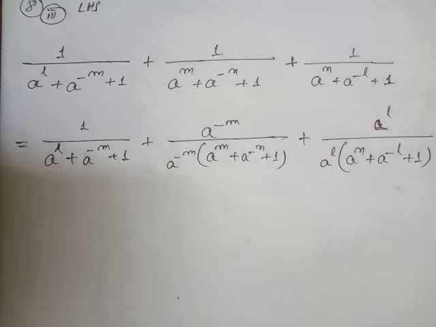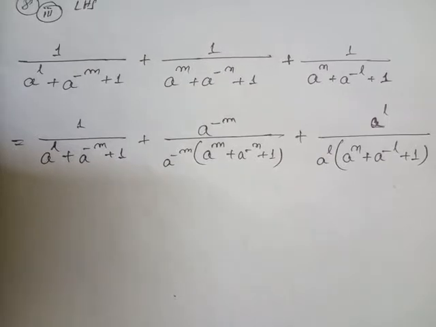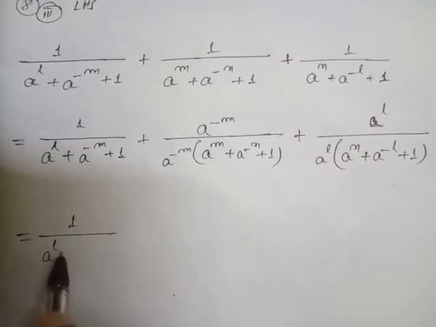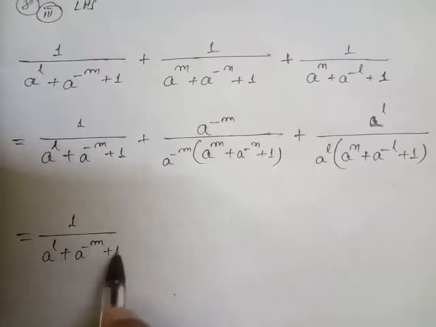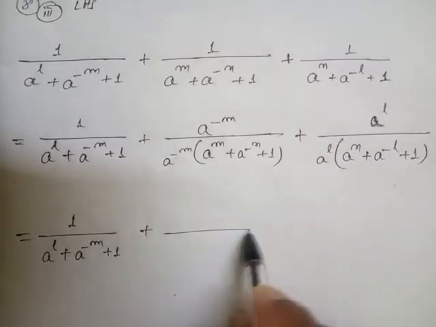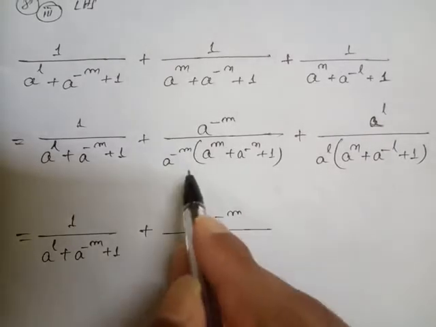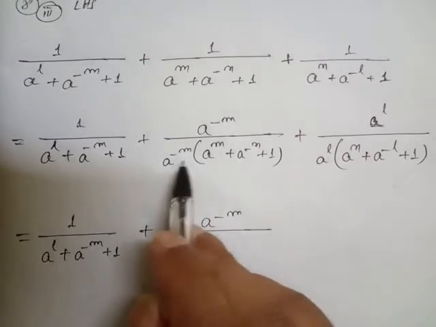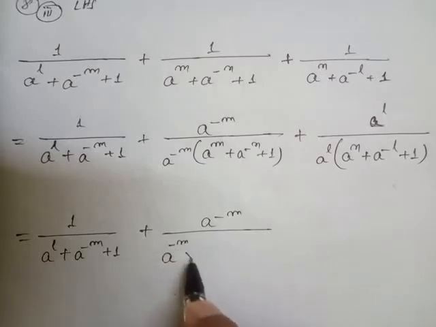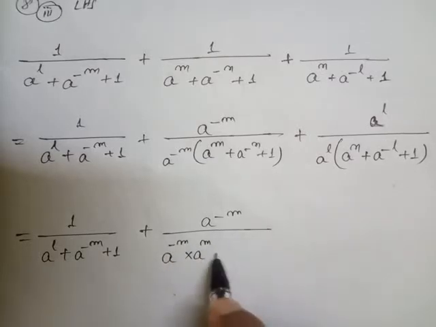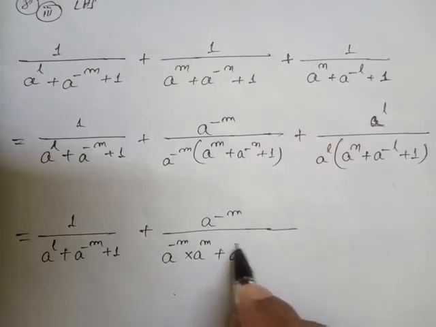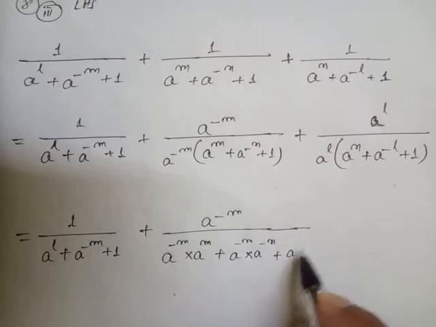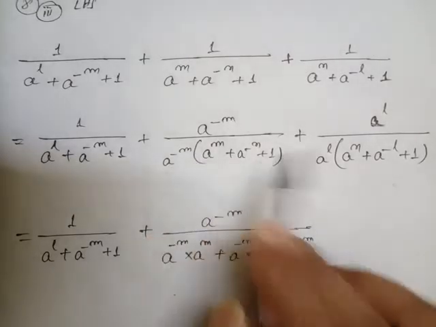Now look, after that we'll go for the multiplication. Now 1 by, this will remain the same, a to the power l plus a to the power minus m plus 1 will remain the same, and after that a to the power minus m. Now if I go for the multiplication here, then base same, powers should be added. So a to the power m into a to the power m plus a to the power minus m into a to the power minus n plus a to the power minus m here after multiplying all this.